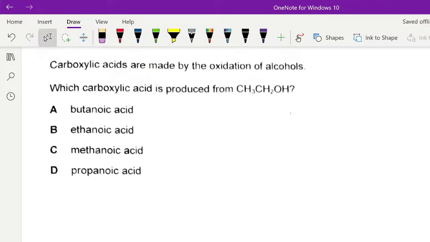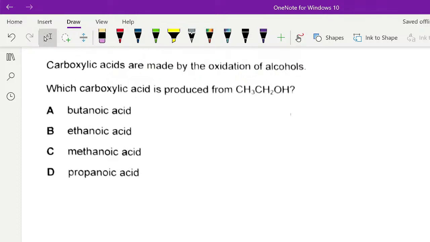Carboxylic acids were made by the oxidation of alcohol. Which carboxylic acid is produced by this? Now, the name is ethanol, so the carboxylic acid is ethanoic.